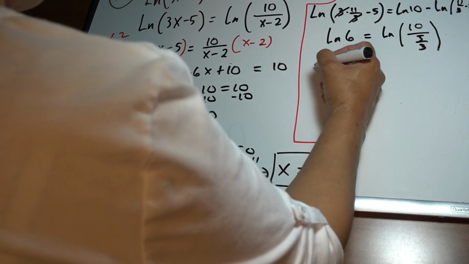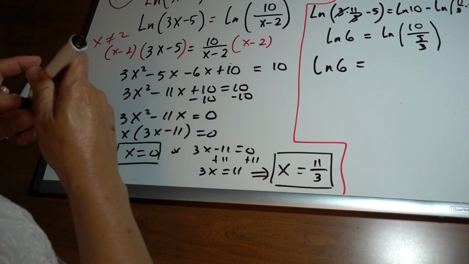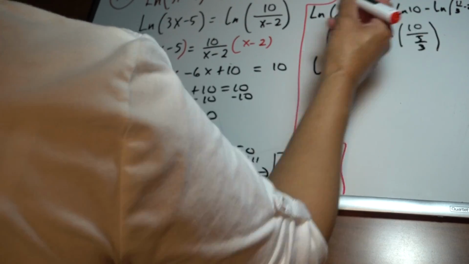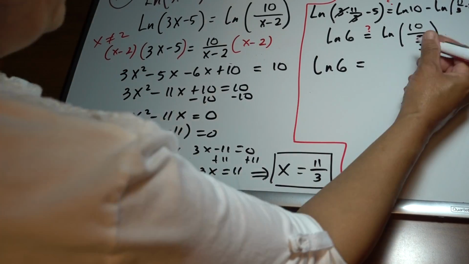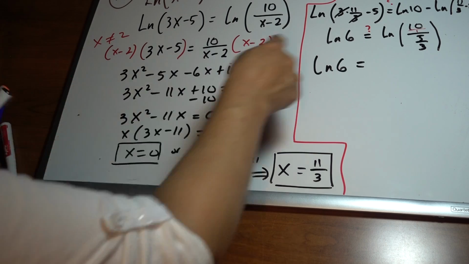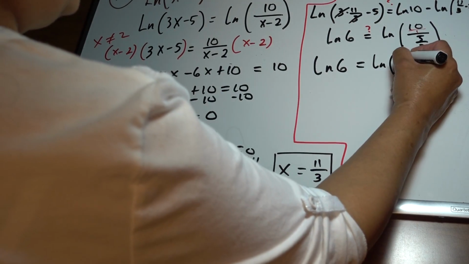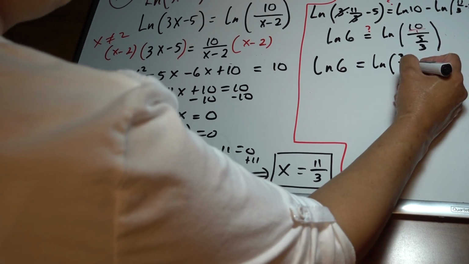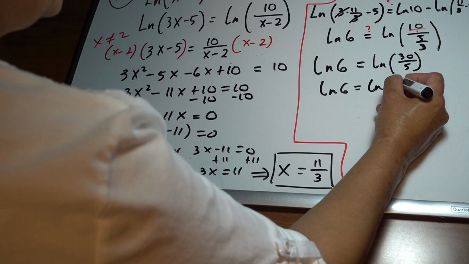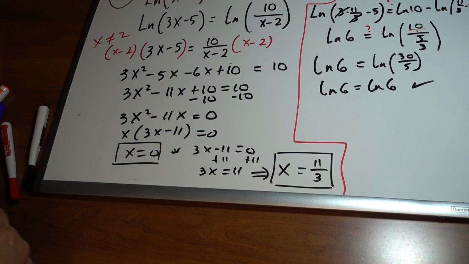Then from here, natural log of 6, remember, we're checking here, right? This is a question mark. We are checking if these two things are equal to each other. So I'm going to put 1 here to complete the fraction, and you have 10 times 3 on top, natural log of 30, and 1 times 5 is 5. So natural log of 6 equals natural log of 6. So it works. Number 19.